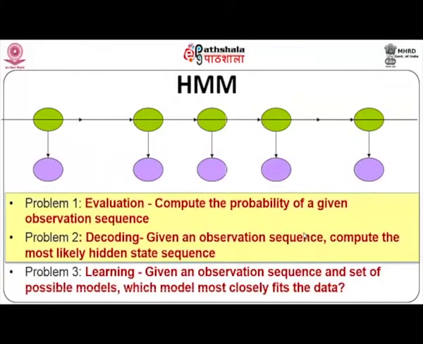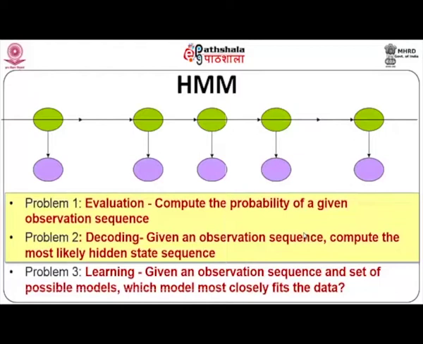Now, these are the 3 problems or issues that are normally associated with HMM. The problem 1 is evaluation. You compute the probability of a given observation sequence. So, you are given an observation sequence, compute the probability that this observation sequence will come given the model. The second problem is decoding. We will go a little more in detail as we go along. Given an observation sequence, compute the most likely hidden state sequence.